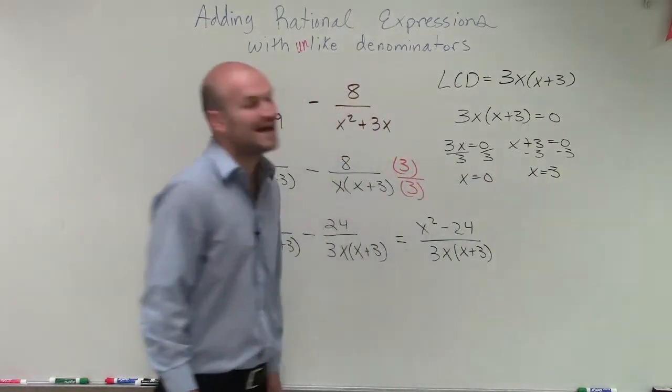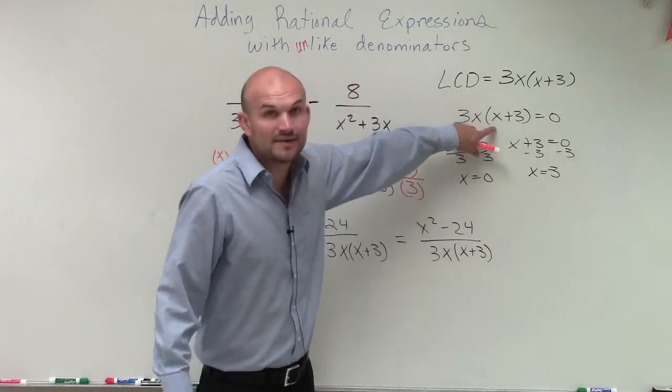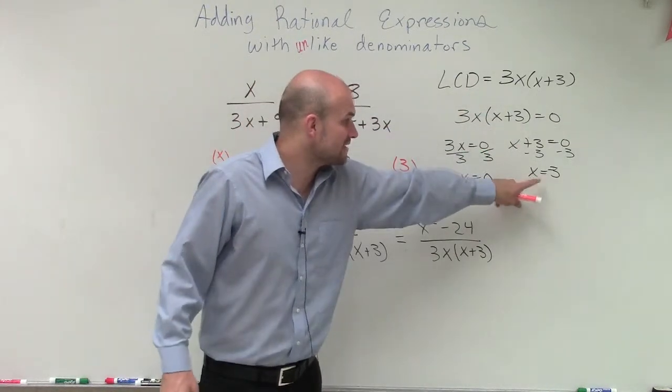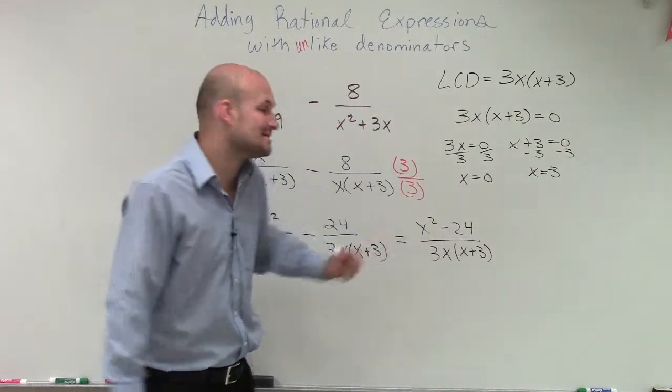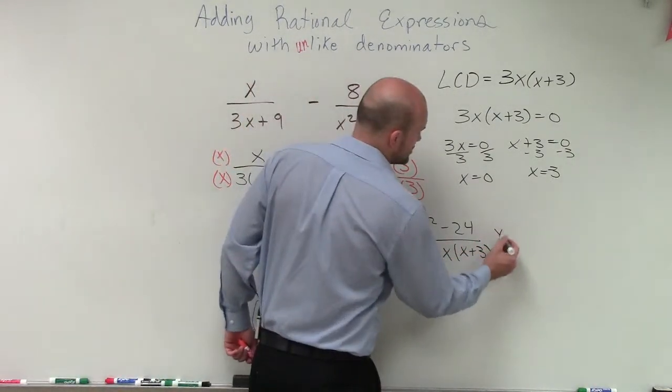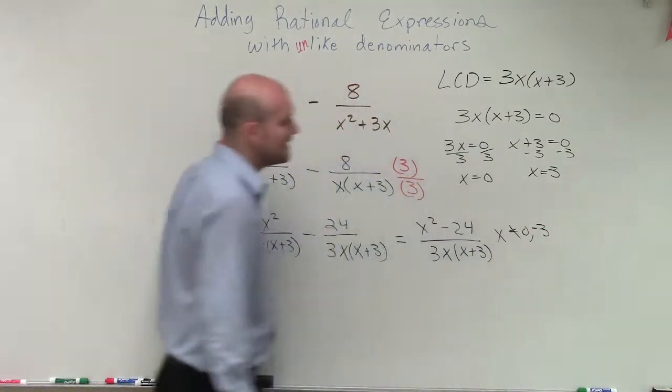Now, what does that mean when x equals 0 or x equals negative 3? It means when x equals 0, my denominator is equal to 0. When x equals negative 3, my denominator is equal to 0. So since those are the values when my denominator equals 0, we say our restriction is x cannot equal 0, and it cannot equal negative 3.